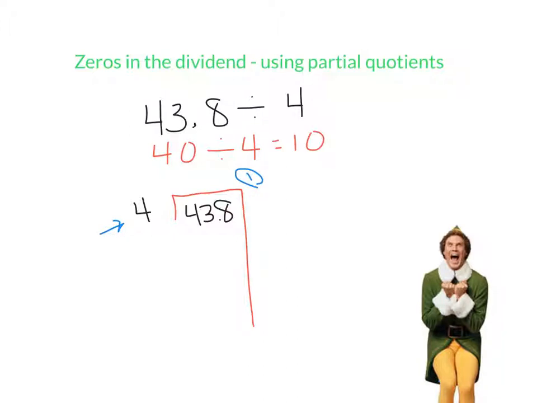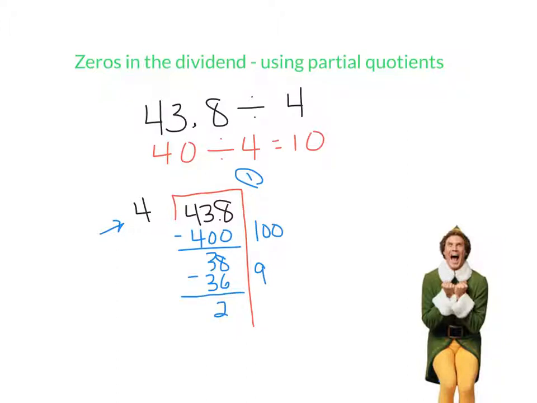All right, so I'm going to use 100 over here, and this would be 400. I'm going to subtract, I get 38. All right, what am I going to use? I'm going to use 9. So then that's going to be 36. And then I get 2 remaining.